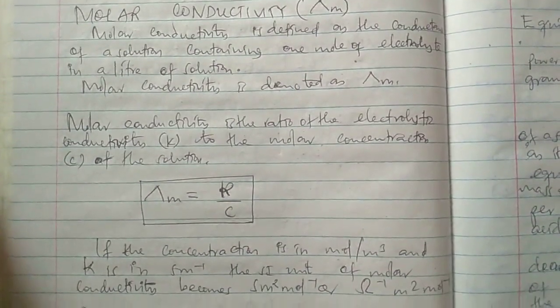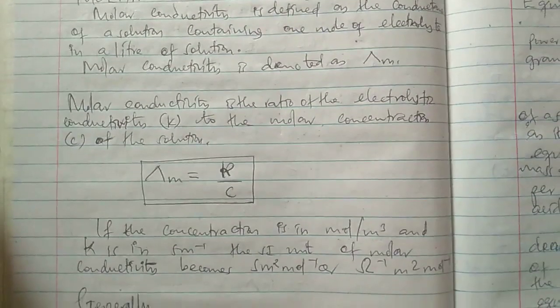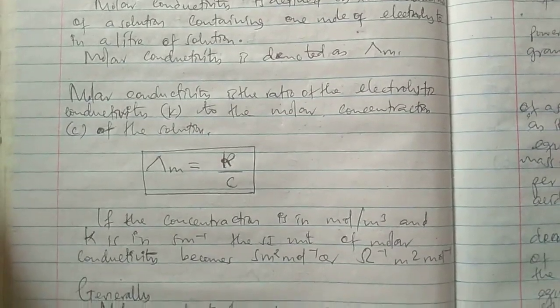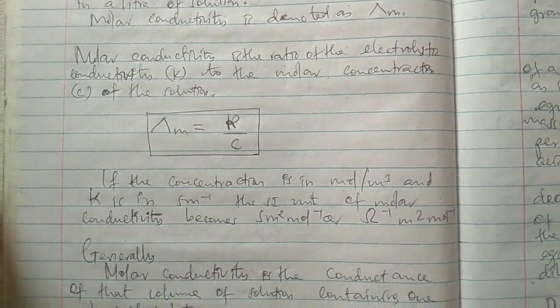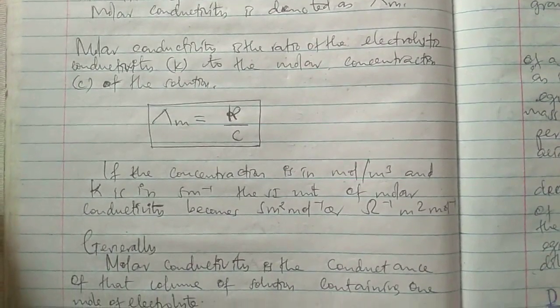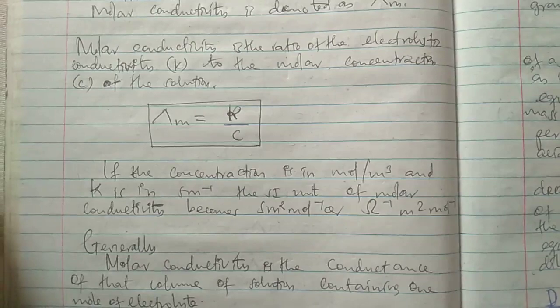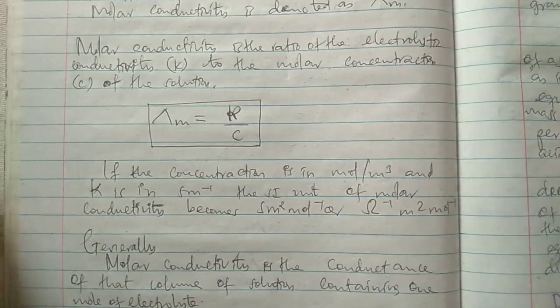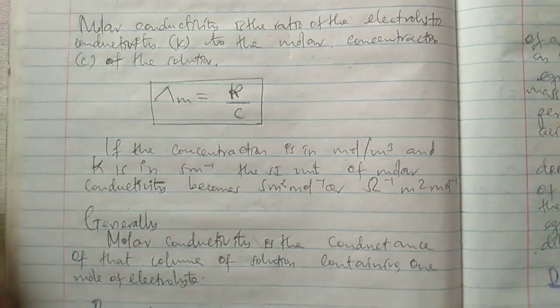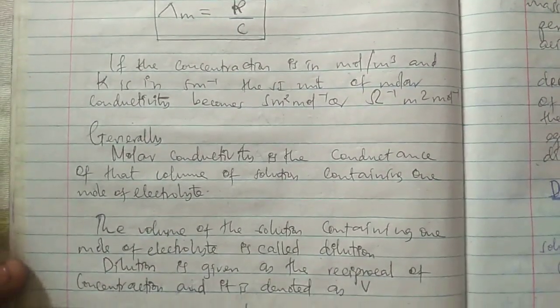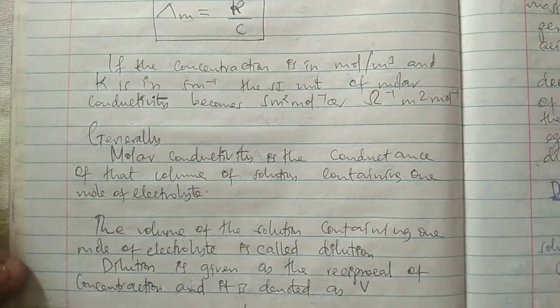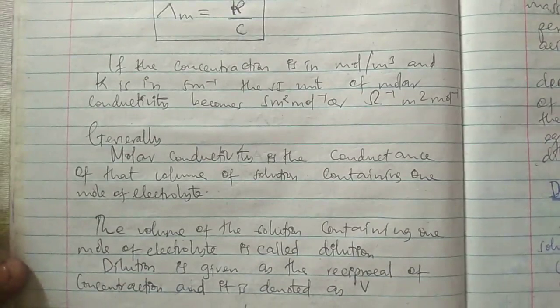Molar conductivity is the ratio of electrolytic conductivity K to the molar concentration C, in units of gram per mole. So generally, molar conductivity is the conductance of that volume of solution containing 1 mole of electrolyte.